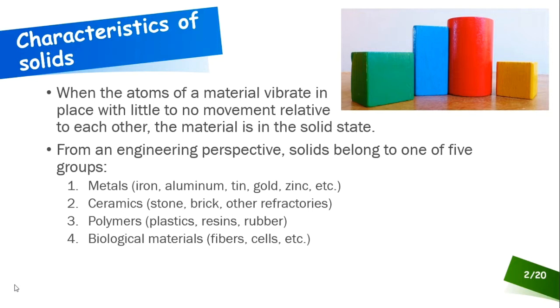Biological materials, so these are materials that are structured in living organisms. So we've got fibers and cells and that sort of thing. And then we've got composites, which are just combinations of the previous 4. Reinforced concrete is a good example of a composite material. You've got steel rods that are encased in the ceramic concrete. So you've got the concrete and the metal together. That's going to give you a composite material because it's not just a metal or a ceramic, it's got both.